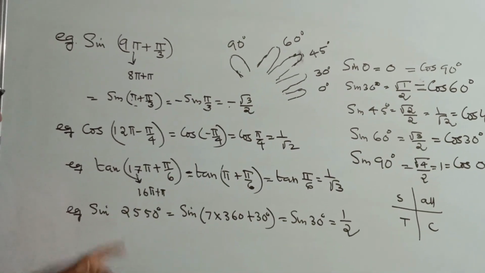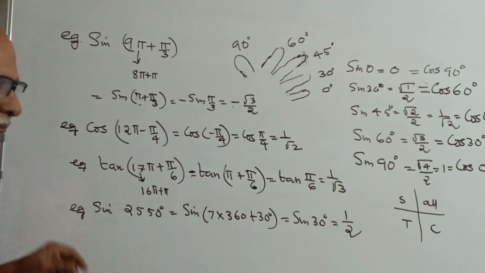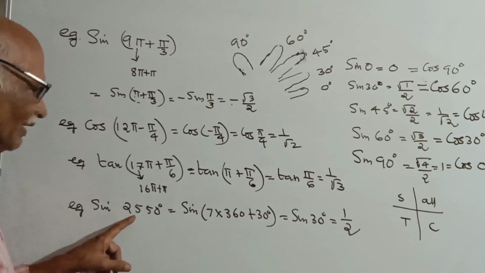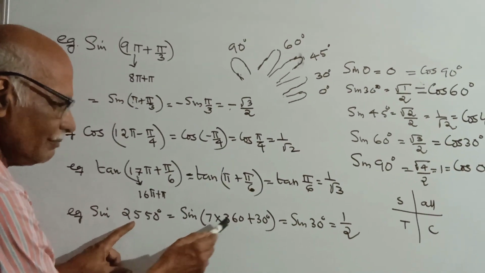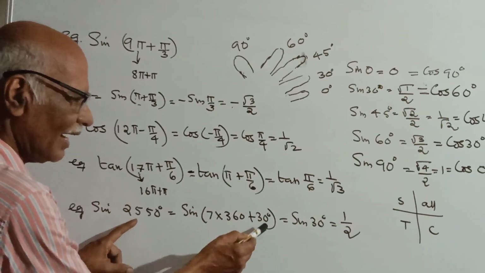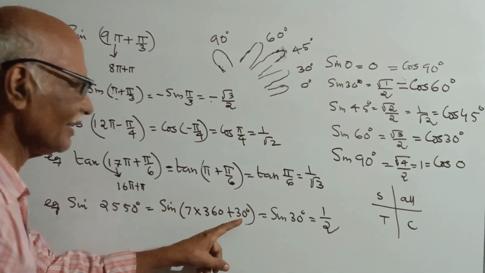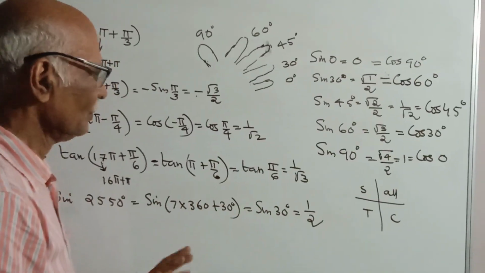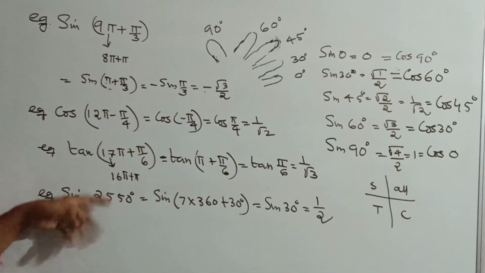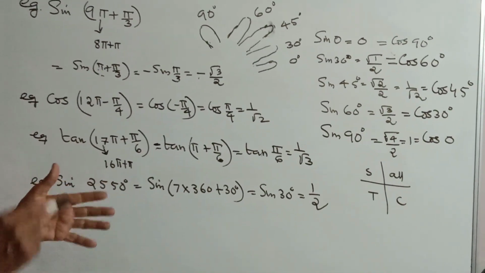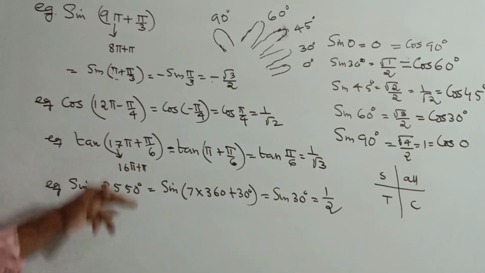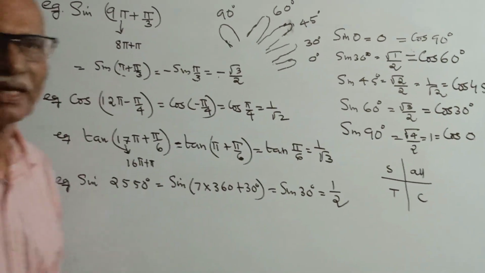Now sine of 2550 degrees. We have to remove 360 degrees from 2550. We can remove 7 times 360 degree, and what remains there is simply 30 degrees. So the answer is sine of 30 degree, which is 1 by 2. So this is how you work out big angles. You convert it into 360 business and get the result. I think you will understand this.